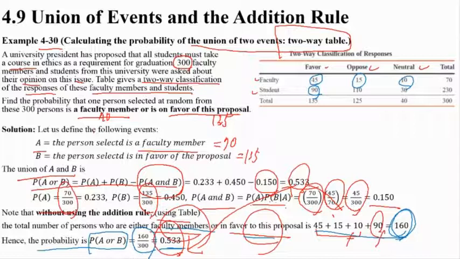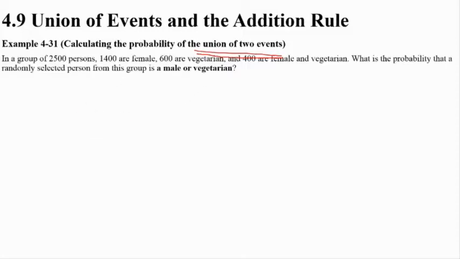Okay. One more example. So counting probability of a union, same thing. Union of two events. So the information: total 2500, 1400 female, 600 vegetarian, and 400 female and vegetarian. There is a union here, and then the intersection part. So the probability we are looking for is male or vegetarian.